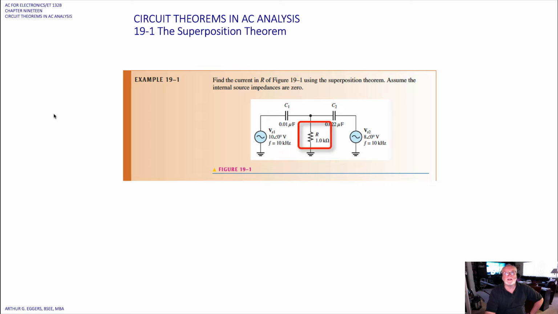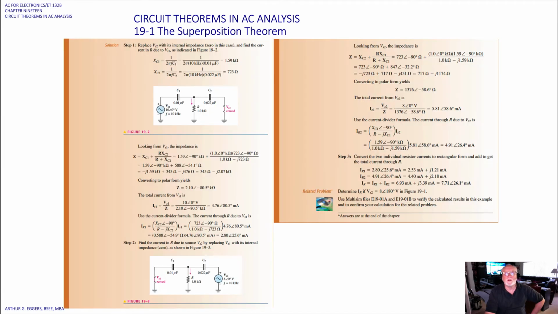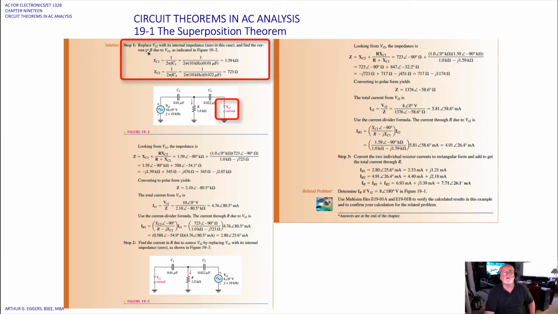So if we take a look at this example, find the current in the resistor using the superposition theorem, assume the internal source impedances are 0. So we're going to replace the source VS2 with its internal impedance, 0 in this case, and find the current in the resistor due to the source number 1.